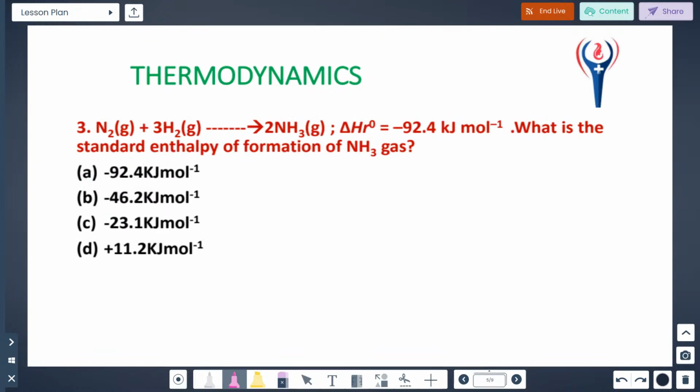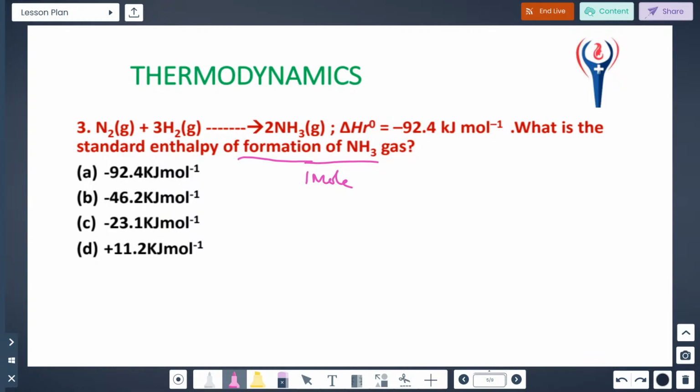Another model sum we have, for the formation of ammonia, N2 plus H2 gives NH3, delta H naught, I already told you, naught means standard enthalpy of reaction, is minus 92.4 kilojoule per mole. What is the standard enthalpy of formation of NH3 gas? Just remember, formation means we want only 1 mole, not more than 1 mole. How is 1 mole of NH3 formed?